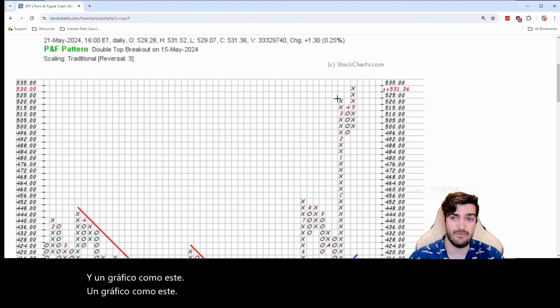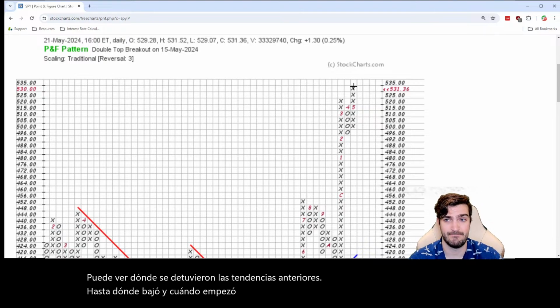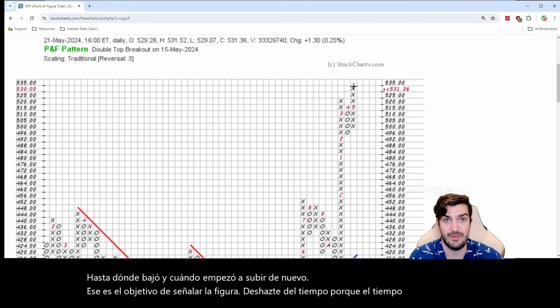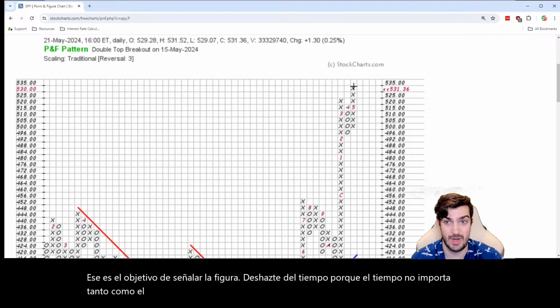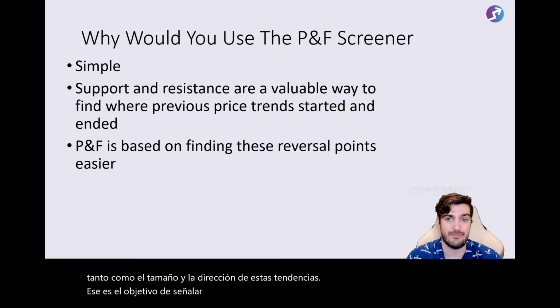You can see where a previous trend stopped, how far down it went, and when it started going back up again. That is the goal of point and figure. Get rid of time because time doesn't matter as much as the size and direction of these trends. That is the goal of point and figure, but all of that information is for a single company.